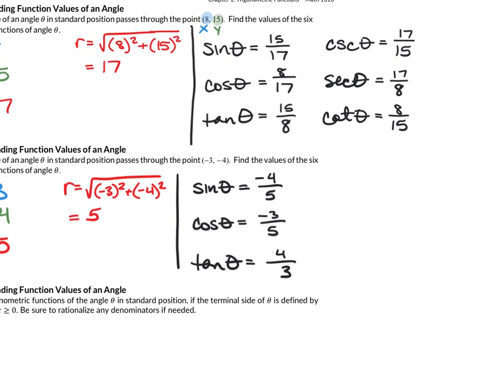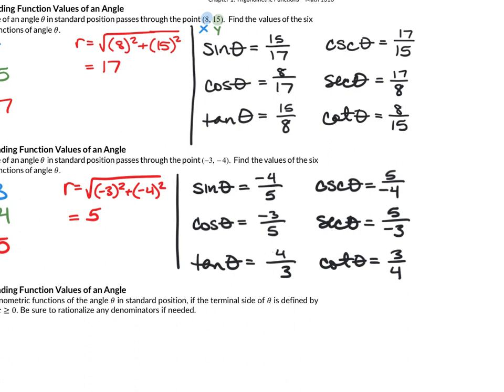Cool. Then cosecant, secant, and cotangent are the easy ones because after we've done all that hard work, we just remember that they're the flipped over versions. R over y, then r over x, and then x over y. Good? Okay, cool. Easy peasy, I gave you the coordinates, good to go.